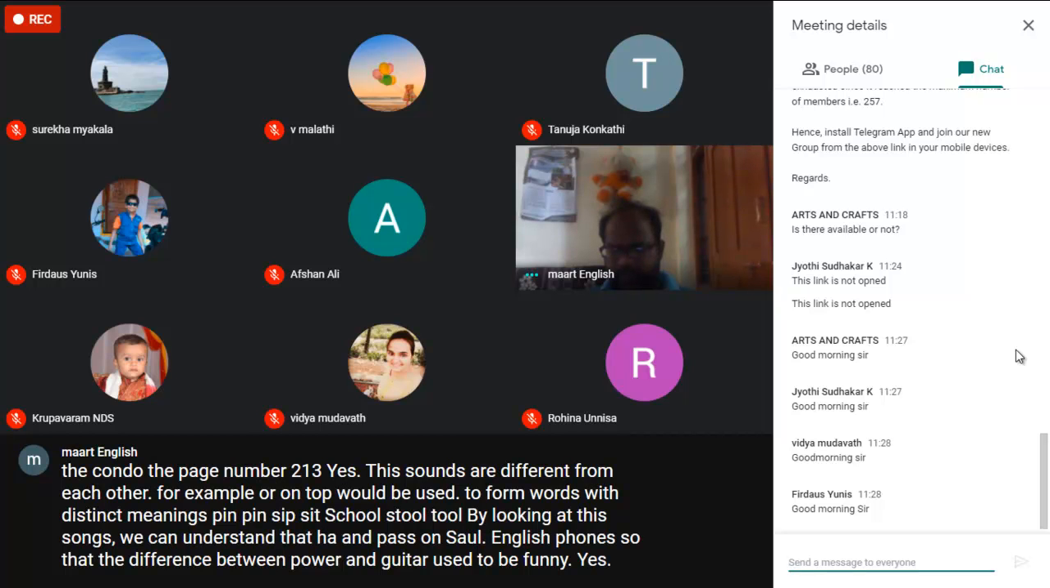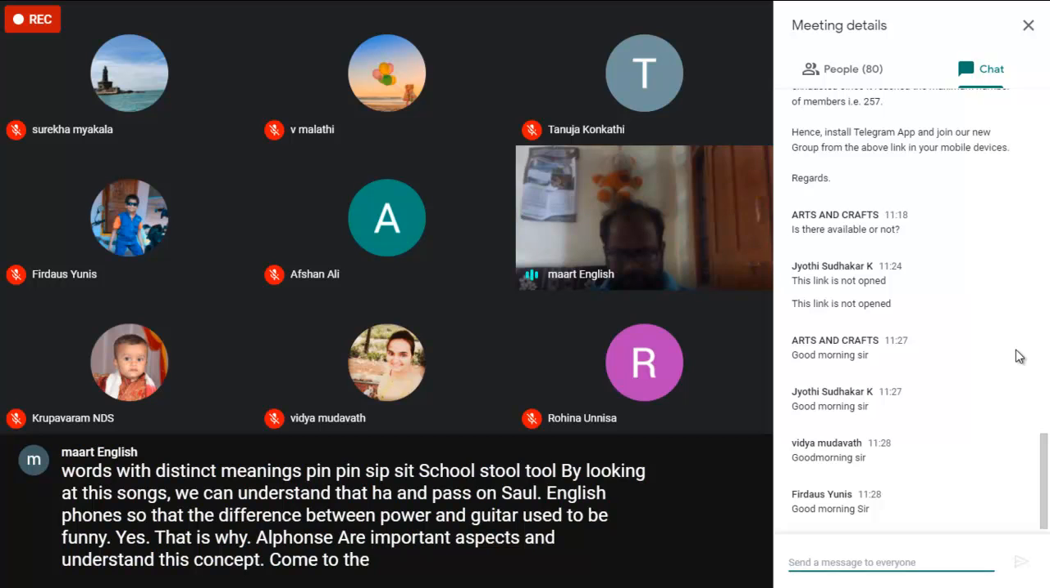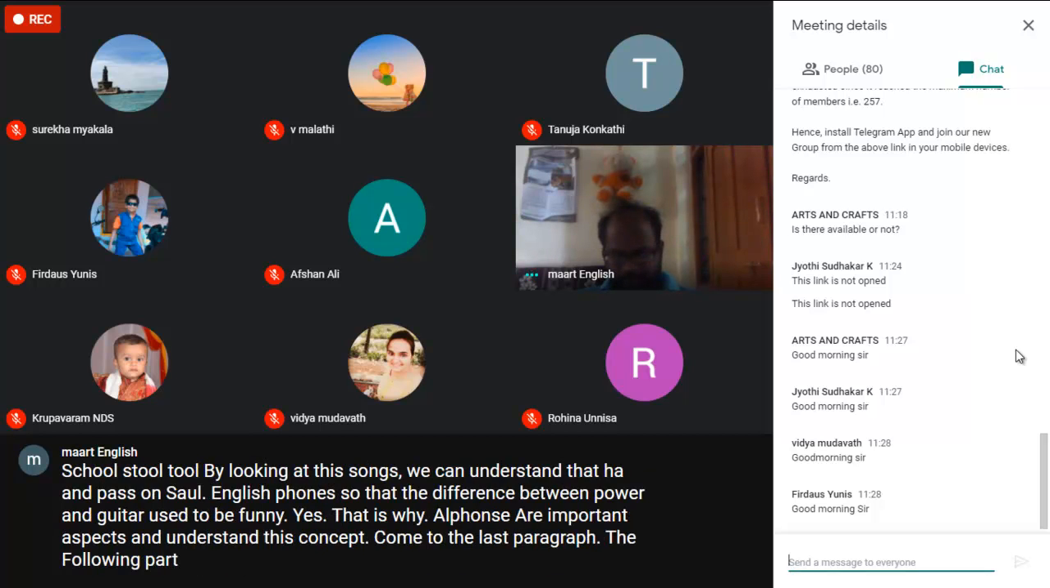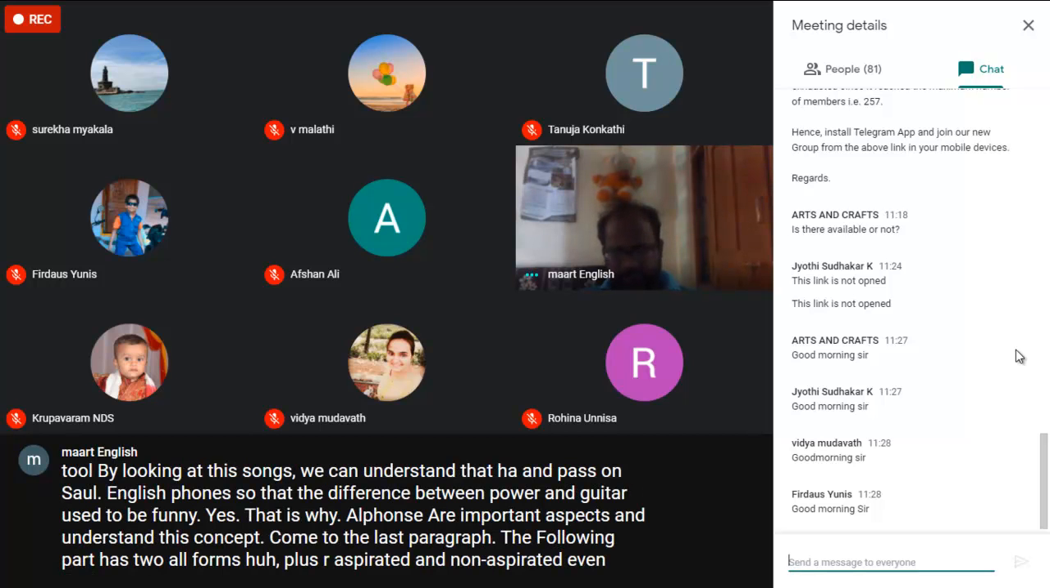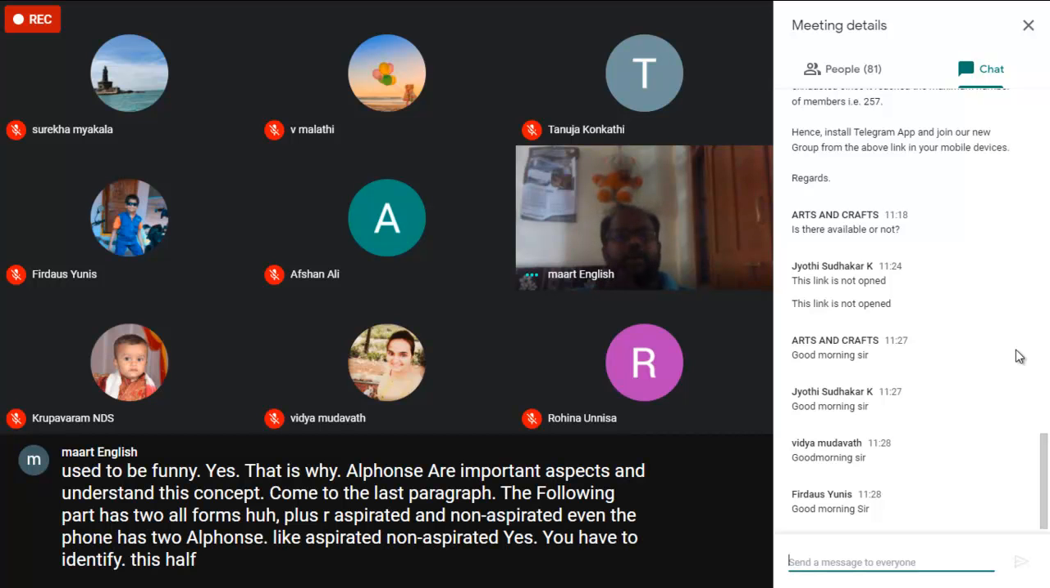That is why allophones are important aspects to understand this concept. Come to the last paragraph. The phoneme pa has two allophones, aspirated and non-aspirated. Even the phoneme ta has two allophones, aspirated and non-aspirated. You have to identify this puff of air, which is technically known as aspiration.